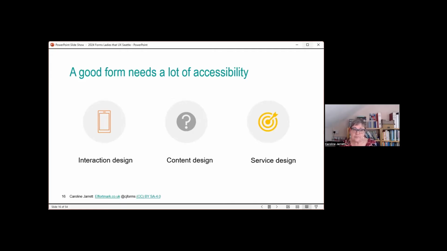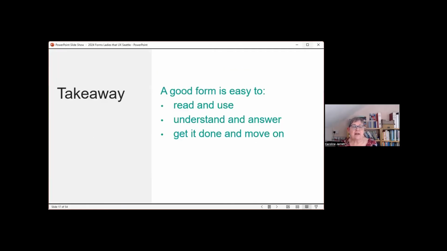So the first takeaway here is that for me, a good form is one that's easy to read and use. That's the interaction design. Easy to understand and answer. That's your content design or your conversation. And then easy to get it done and move on. And sometimes people say to me, well, how can I make a form more delightful or exhilarating or engaging? And I'm like, you know what?